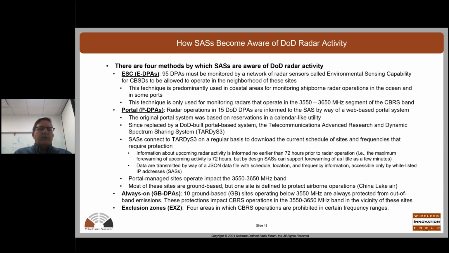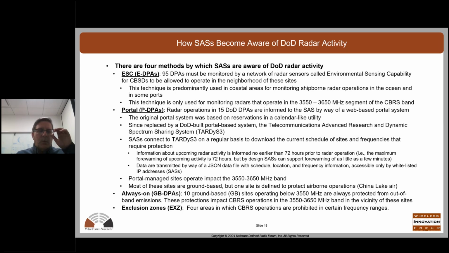If it is, it tells the SAS what CBRS channel the activity is on and what dynamic protection area it's in. Then there's another way called a portal, which is basically, when it comes down to it, a web page that allows the DoD to notify the spectrum access systems, hey, we plan to use this particular dynamic protection area on this particular channel at this particular time. It's almost like a calendar system. The DoD and NTIA run and manage this thing. The spectrum access systems have whitelisted access to this particular page, and they can download every few minutes what the latest schedule is, and make sure that we protect the DPA accordingly.